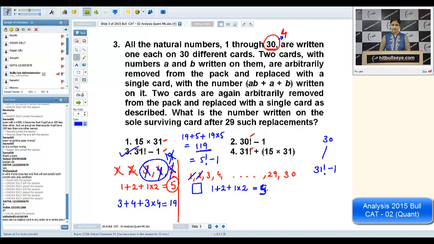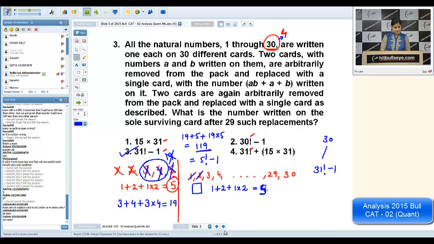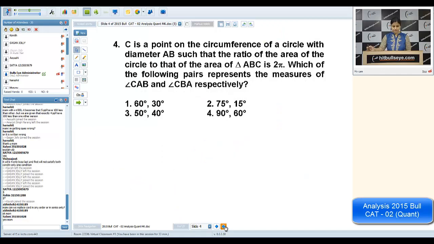Abhishek, you can take any order. First of all, let us remove 1 and 5. Always you will get the same answer. Is it okay? Okay. Let us move to next question. I think Saloni, this question is okay now. Okay. Question number 4.